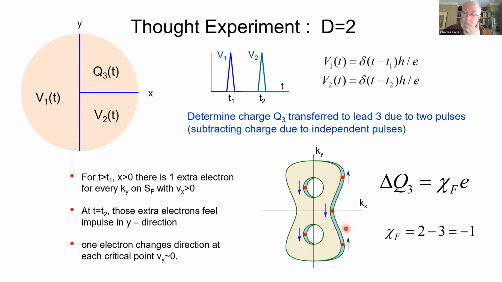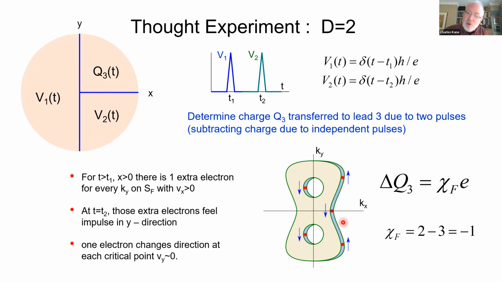Okay, so in this example, importantly, it's only the ones on the right side of the Fermi surface that we need to include, because the only thing that's affected by the first pulse on the left side of the Fermi surface is the stuff that went off to the left, and that's not affected by the second pulse because it's gone. It's gone off to the left side, and it's gone away.